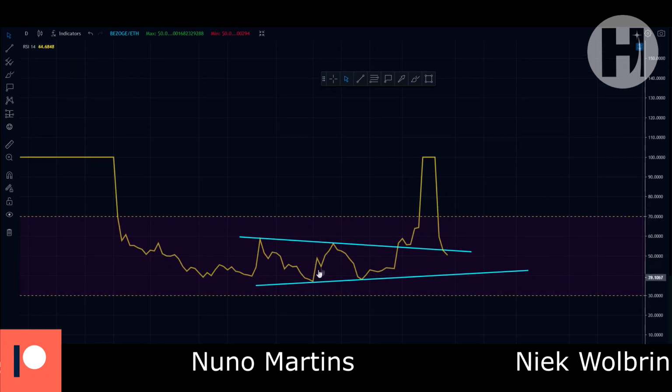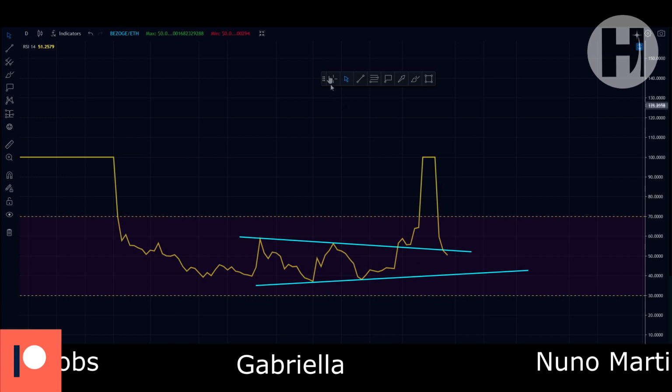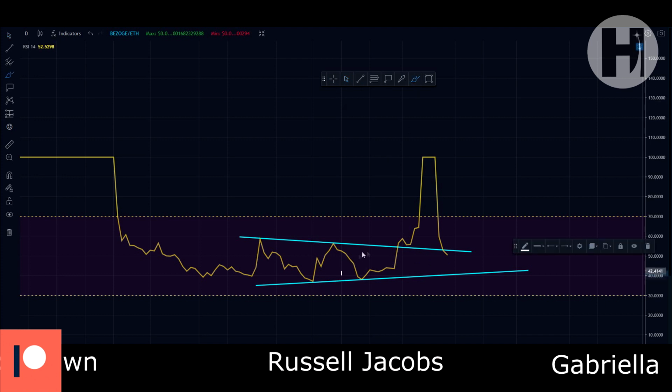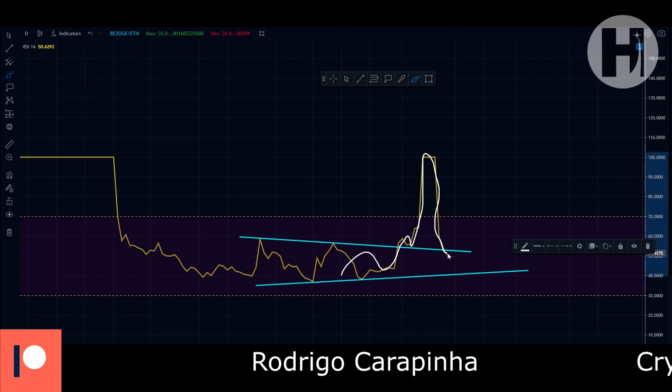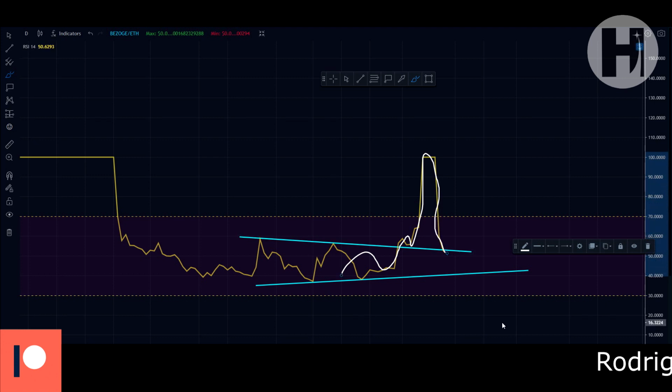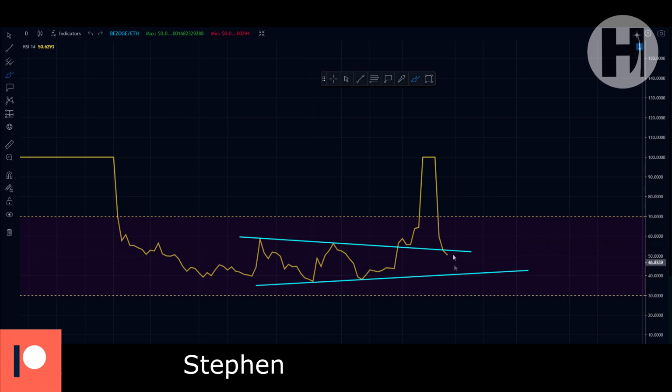As you can see here, we were in a symmetrical triangle. We broke out of this triangle over here, as you can see, with an impulsive move. And now we're retracing back down. So right now we're sitting on the index of 50. So great dollar cost average indicators.